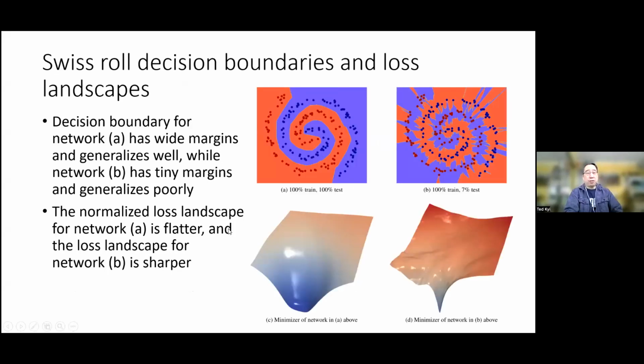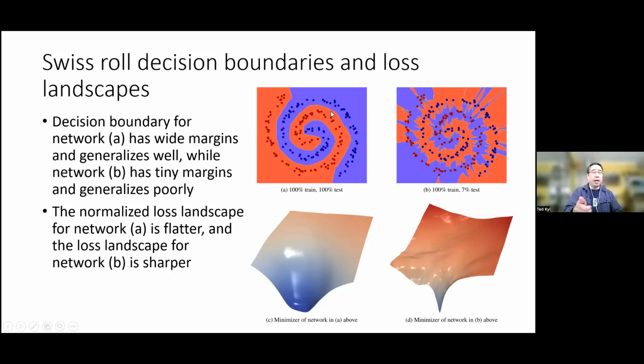So let's take a look at a picture. Here's our Swiss roll. You may have a little bit of a hard time telling, but this is class 1, the red dots, this spiral. And this is class 2, the blue dots, this spiral, okay? If you train with vanilla SGD, you get a decision boundary that looks kind of like the blue and the red regions here, okay? And you can see there's kind of a wide margin between where the red dots are and the decision boundary, and a wide margin between where the blue dots are and the decision boundary.